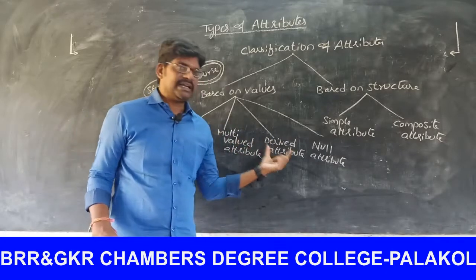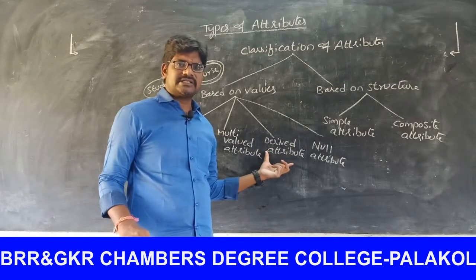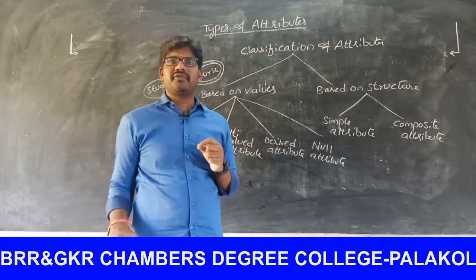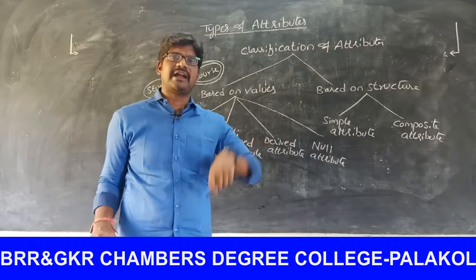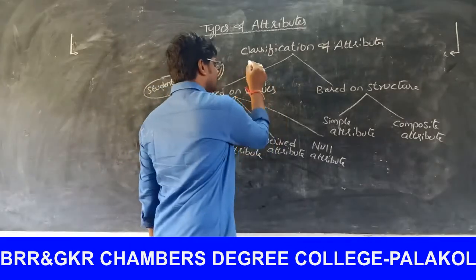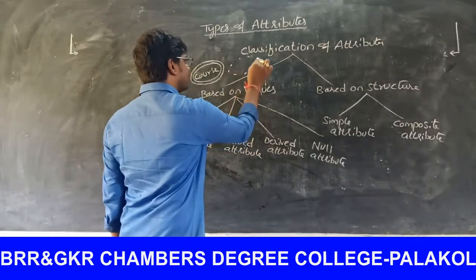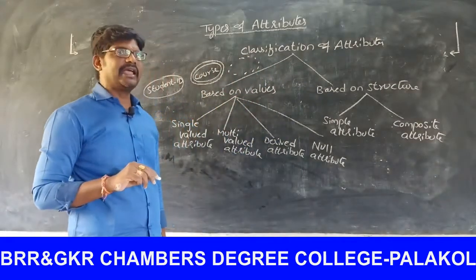Next one, derived attribute. Derived attribute means if you know the value of one attribute, we can know the value of another attribute. For example, the derived attribute can be represented by a dotted ellipse. Okay, dotted ellipse.